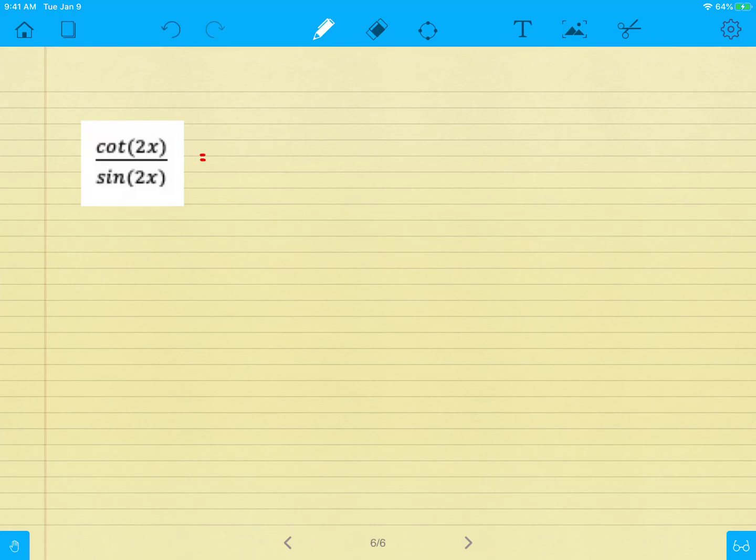Well, the derivative of cotangent, if you don't know, is negative cosecant squared of whatever is in the parenthesis times the derivative of what's in the parenthesis. So that's the derivative of cotangent. It's negative cosecant squared of whatever the item inside the parenthesis is, times the derivative inside the parenthesis. And now we're going to take that times the bottom, and then we're going to subtract the derivative of the bottom.